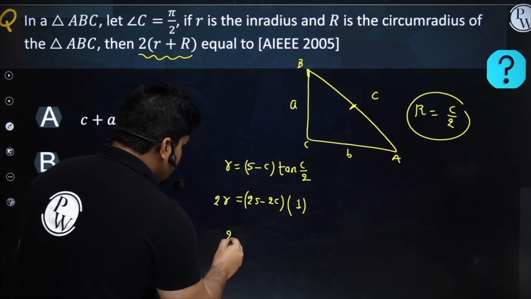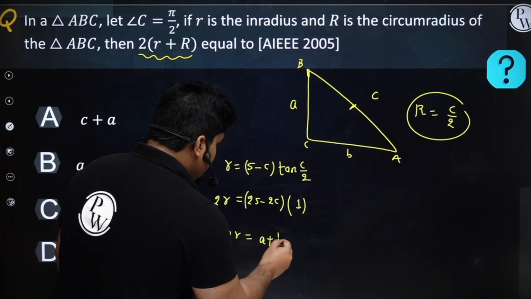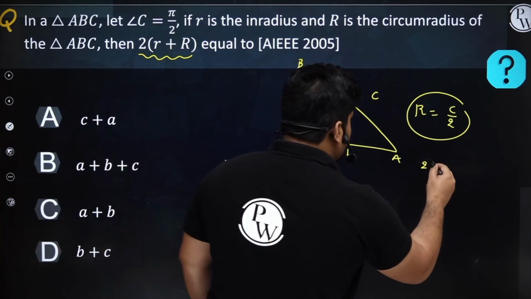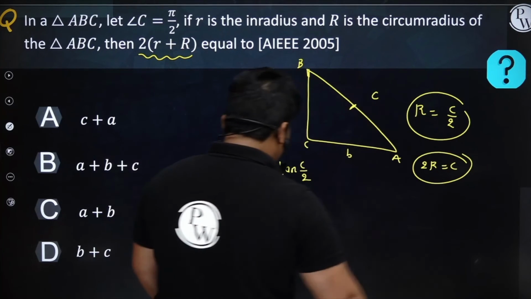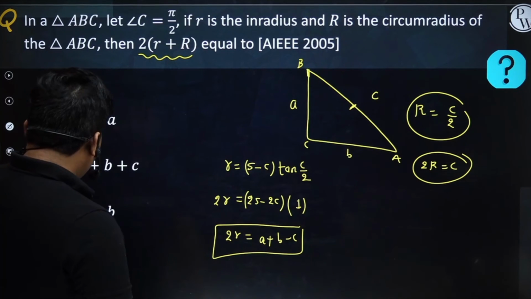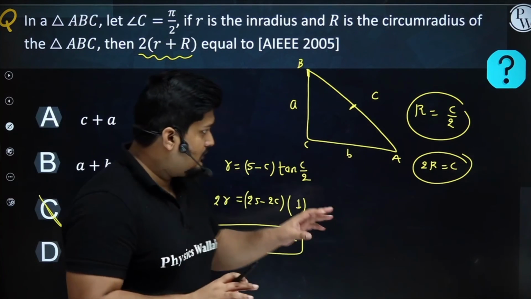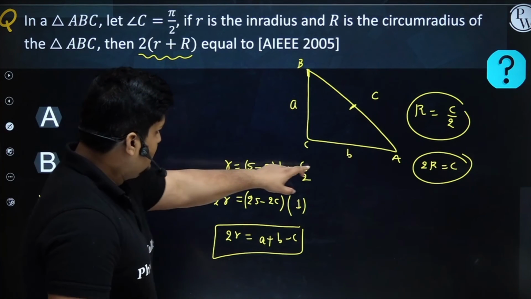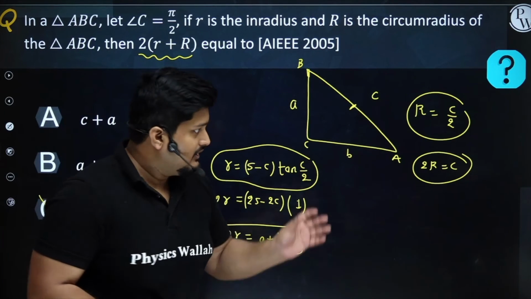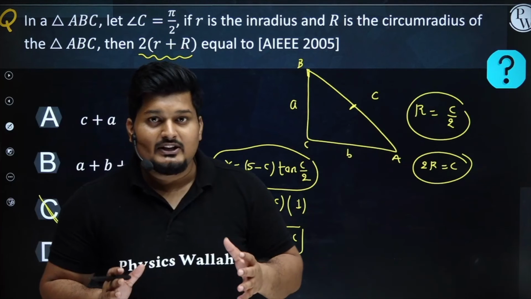So 2R is equal to... now 2S is A plus B plus C, so it is A plus B minus C. So what is 2R? 2R is C. So if you add it, 2R plus 2 small r, C will cancel out, it will be only A plus B. C will be the correct answer. Clear? The direct use of two results which we have used. So this is why it is important to remember those formulas. Otherwise, the calculation blindly without knowing these standard results will take time.